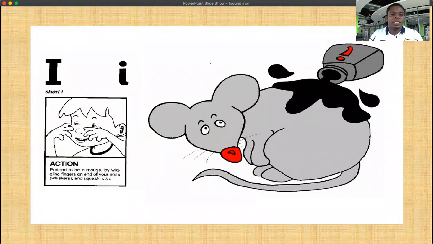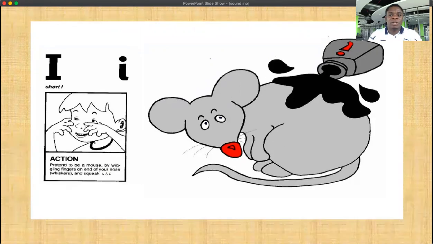We start with letter I, and the sound for this is E. E, like E, E. Look at my mouth. E, E. Can you do it? E. Fine. It's used in words like E, ink, ink.